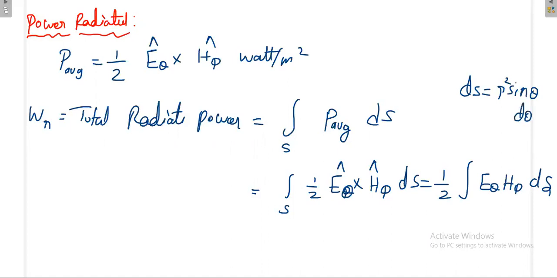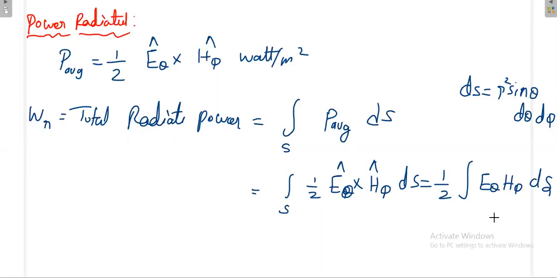Correct? dS equals r squared sin theta d theta d phi. You know what E theta is? What is H phi? E theta is a function of what? It is a function of theta as well as a function of r. Similarly, H phi is also a function of theta as well as r. Already this again consists of r sin theta and all.